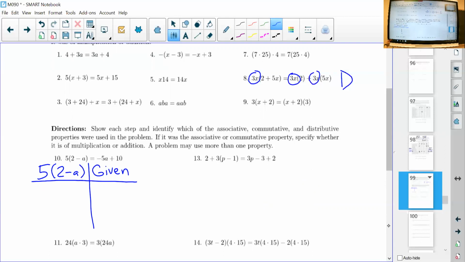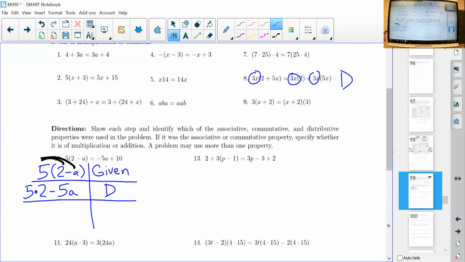What can we do next to make it look a little more like this? Well, there's really not all that much to do. What we can do is we can distribute. That's often what people start with. So that 5 goes to the 2 and to the a. 5 times 2 minus 5 times a. What allowed me to do that? Well, that was the distributive property.